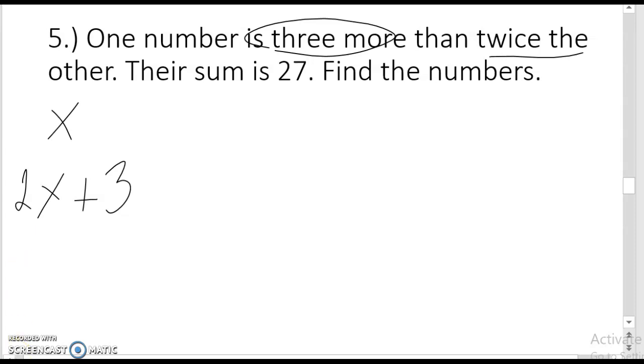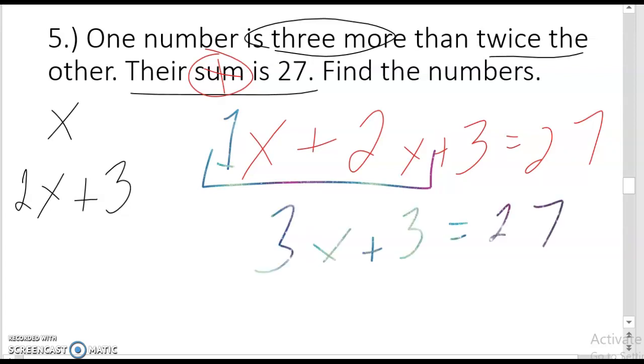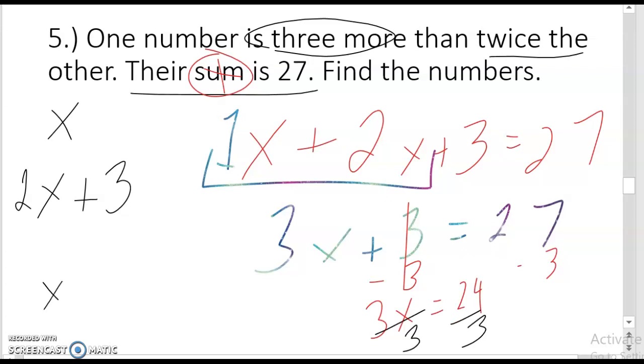Now that I have that 2x plus 3, and I know my initial number is x, I can use the information that their sum is 27, because remember, sum means to add. If I add my two numbers together, I get 27. So x plus 2x. Remember, if there's no number in front of a variable, it's just a 1. So 1x plus 2x gives me 3x. So 3x plus 3 is 27. I can subtract 3 from both sides, and I get 3x equals 24. Divide both sides by 3, and my first number has a value of 8.